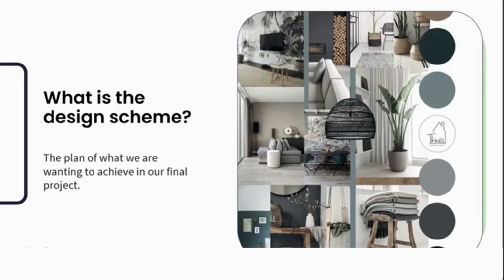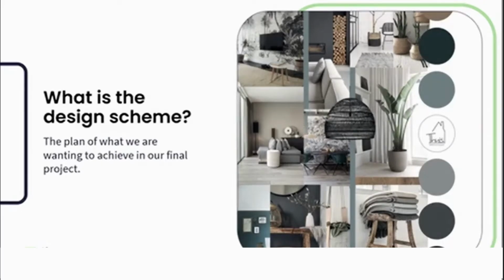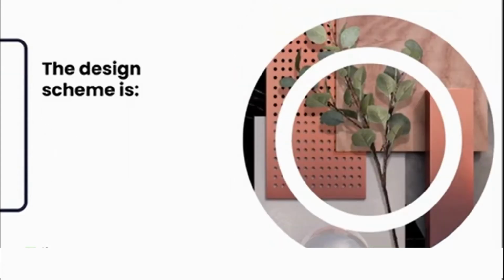So in essence, the design scheme is how we group the ideas and directions of the project or plan. The design scheme is a plan of what we're wanting to achieve in our final project. So your design scheme is a map of what the project is going to look like in the end. Can you see or can you think about how much detail we need to include here? The design scheme is a vital part to our project planning phase. Let's look at the design scheme in a little bit more detail.